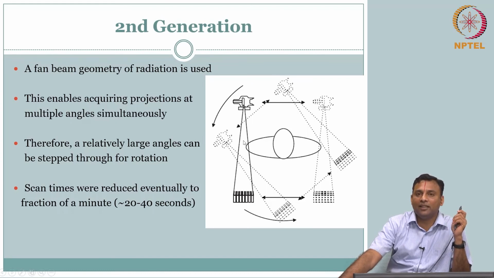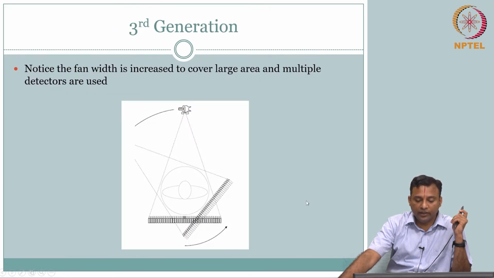What I want to do is get the next best scanner out, the next generation. What will I do? I will say, you know what, here I translate and rotate. What if I have the capacity to put detectors so that I entirely avoid the idea of translation? I will only rotate. So I will increase the fan angle so that it covers the entire patient in one go.